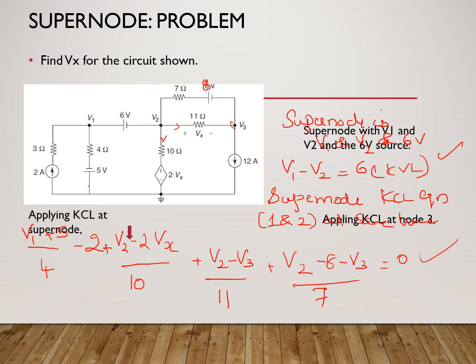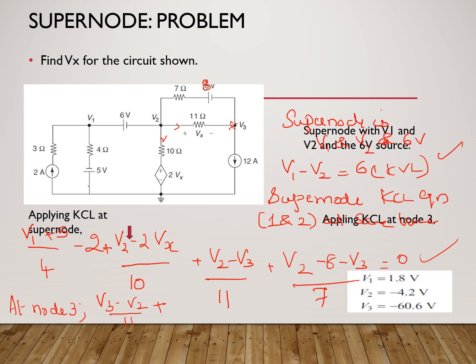The third equation is at V3. V3 is not a super node, so normal KCL. So at node 3, we have a normal KCL, which we are going to be writing. So at V3, there is a 12 ampere flowing out, then this current and this branch. So let's write V3 minus V2 divided by 11 plus the 12 ampere which is flowing out, and plus V3 minus of V2.